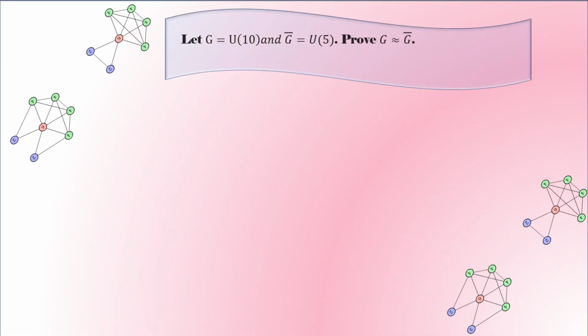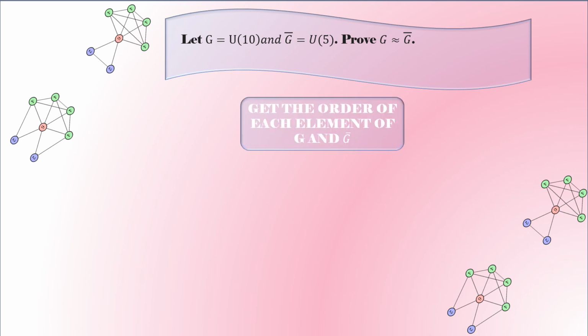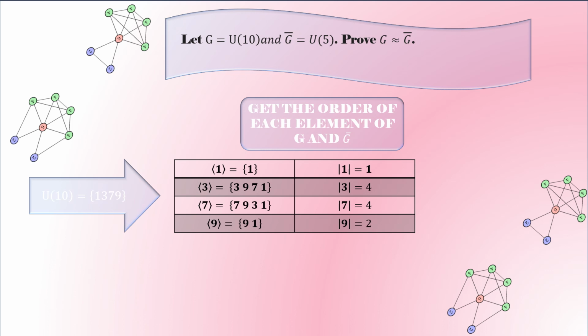Let G equal U10 and G bar equal U5. Prove that G is isomorphic to G bar. First, get the order of each element of G and G bar. U10 is equal to 1, 3, 7, 9. Generator 1 has 1 element, so the order of 1 is equal to 1. Generator 3 has 4 elements, therefore the order of 3 is equal to 4. Generator 7 has 4 elements, therefore the order of 7 is equal to 4. Generator 9 has 2 elements, therefore the order of 9 is equal to 2.